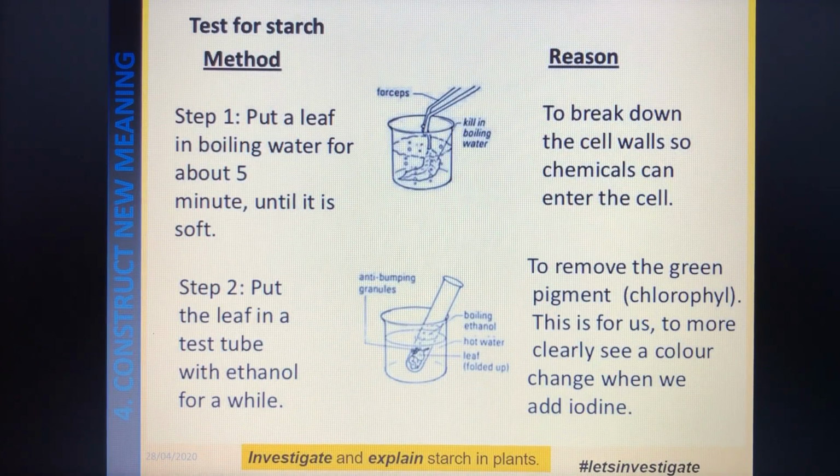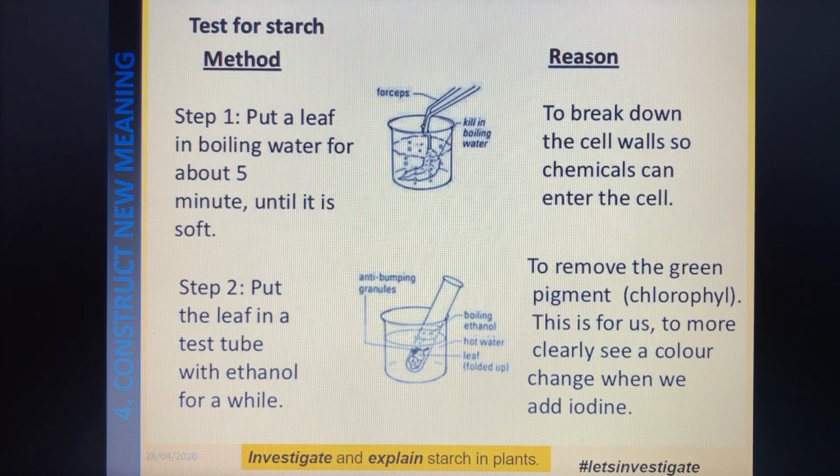So here's our method. This is what I would put up on the board as we do our investigation. We'd get our Bunsen burners out and we would boil some water. We'd have our two sections of leaf. We don't usually take the whole leaf, otherwise we end up destroying a plant in one lesson. So we just take part of a leaf and we put that into the boiling water. The point of that is it breaks down the cell wall. It allows the chemicals to enter the cells of the leaf.